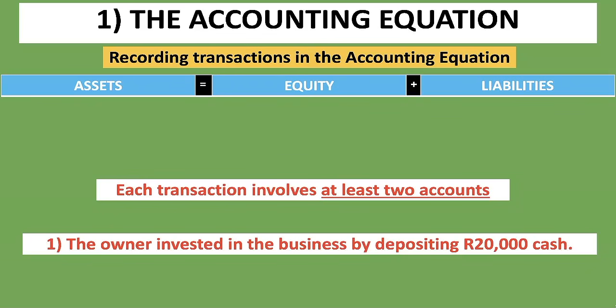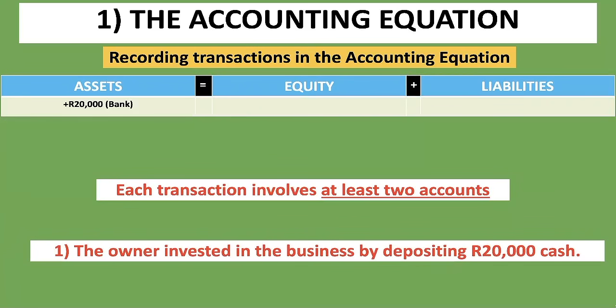So what are the two accounts? The first account is bank and the second account is capital. So how do we do this in the accounting equation? Well, we ask ourselves, what is bank? Is it an asset? Is it equity or liabilities? Well, I'm sure you can remember, bank is an asset. So we're going to put the 20,000 Rand under the assets section and we call it bank, that is the account that is involved. And why do we put the plus sign?